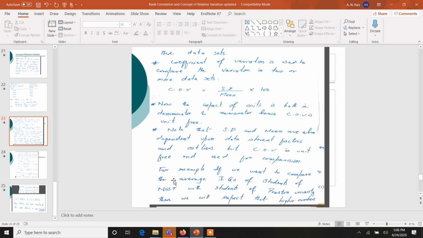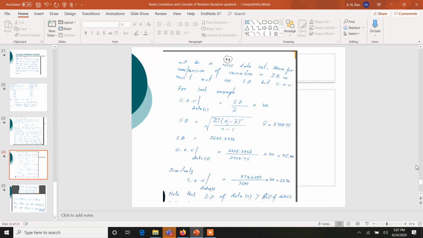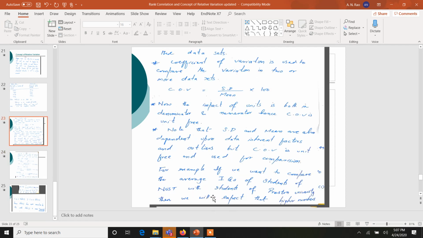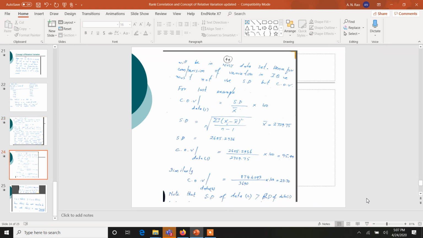So let's say if we want to compare the average IQ of students of NUST with students of Preston University, then we will expect that higher numbers will be in the NUST dataset. Why am I saying so, without sounding judgmental? What I'm saying is generally the merit of NUST is higher. NUST University is more selective in its admission process as compared to Preston University. So the average IQ of NUST students is generally higher than the students in Preston University. I'm not sounding judgmental, I'm just talking about the general trends.